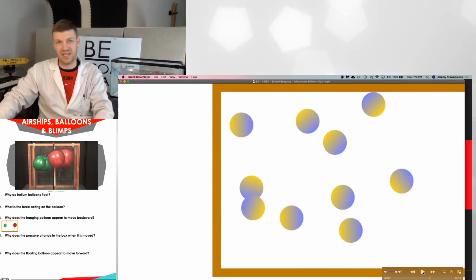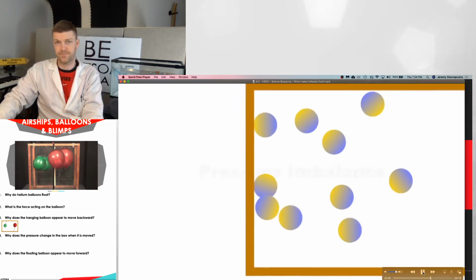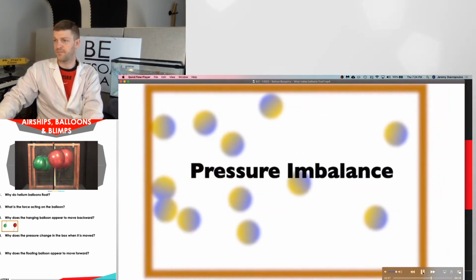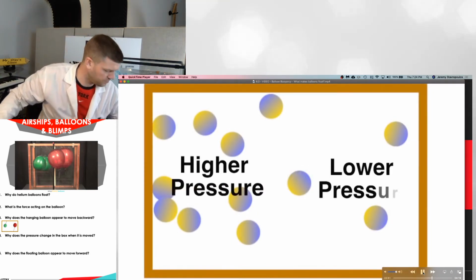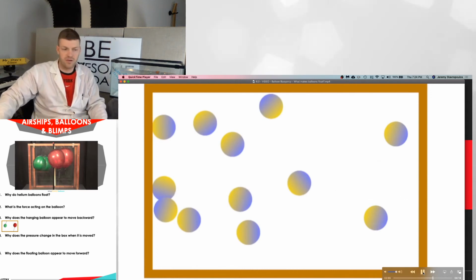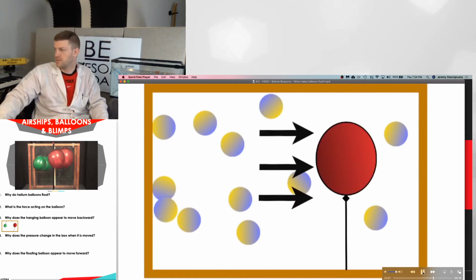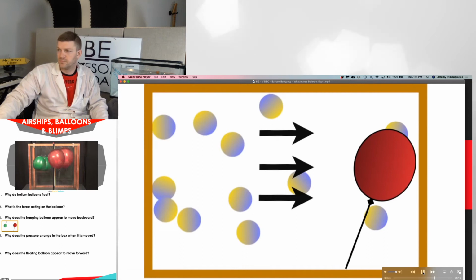Okay, so then how does this affect the helium? They're at the back of the box. Now we have a pressure imbalance. There is higher pressure and more air particles bumping into each other at the back of the box than at the front. Aha! There are more air molecules bumping into the balloon from the back than from the front. So the high pressure in the back must push the helium balloon forward, and that's the motion we see.